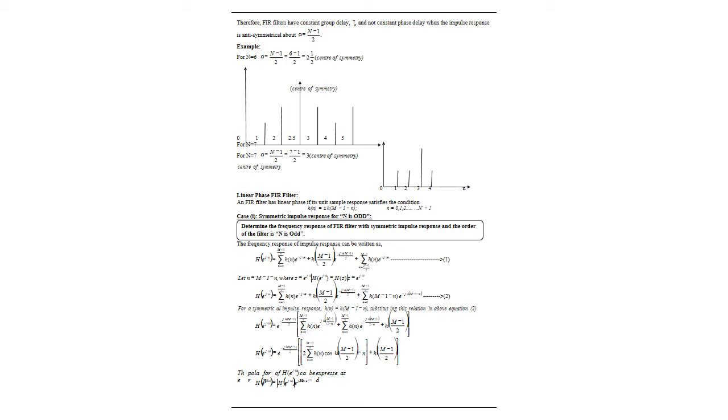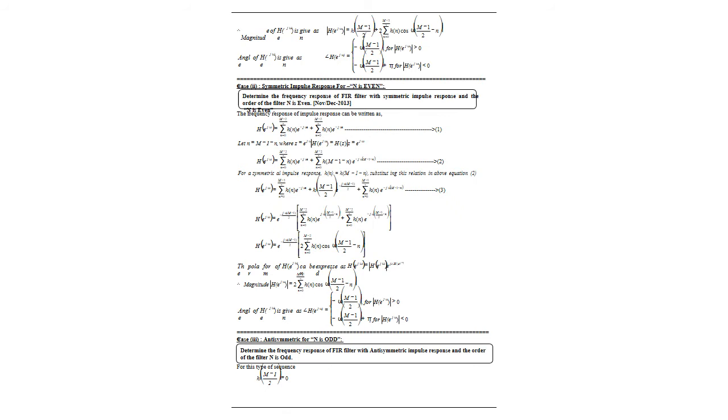So this will have the polar form for H(e^jω), that can be expressed as H(e^jω) = |H(e^jω)| e^(jωθ). So this will have the magnitude of H(e^jω) and the angle of H(e^jω).